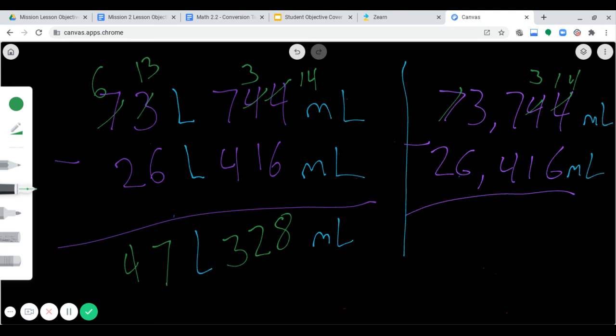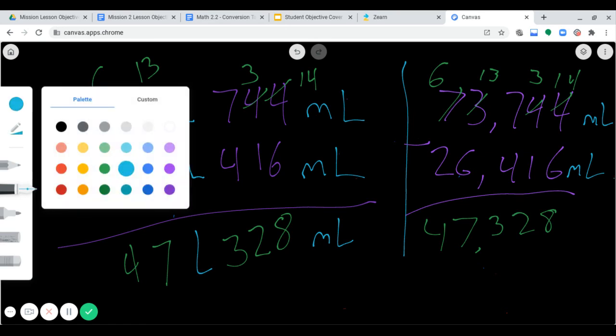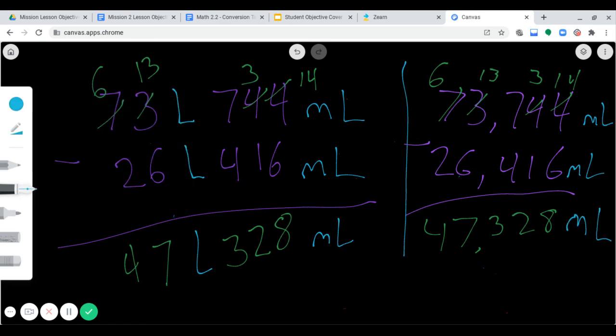Nope. To borrow, 7 becomes a 6. 3 becomes a 13. And now can I do 13 minus 6? Yes. Can I do 6 minus 2? Yes. So 14 minus 6 was 8. 3 minus 1 is 2. 7 minus 4 is 3, comma. 13 minus 6 is 7. 6 minus 2 is 4. 47,328 milliliters.